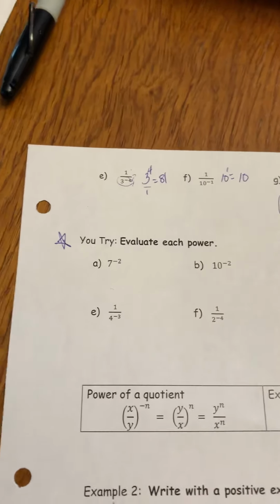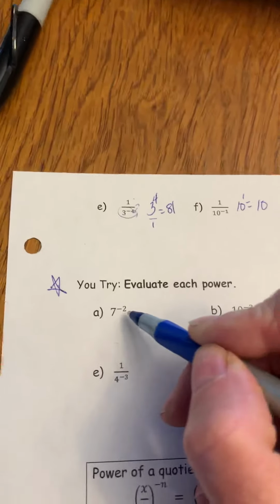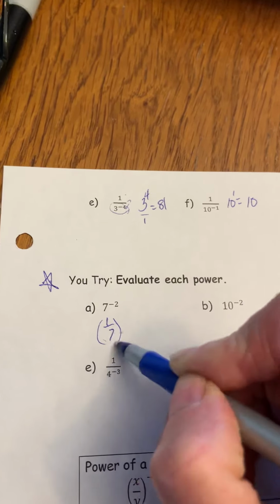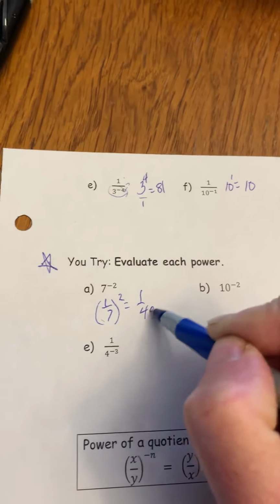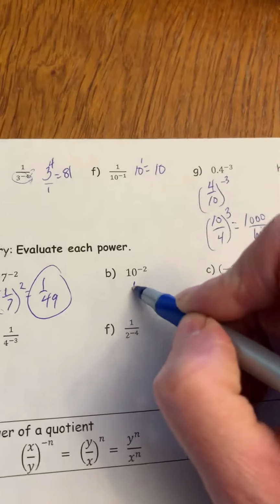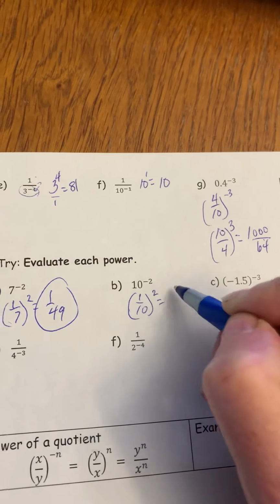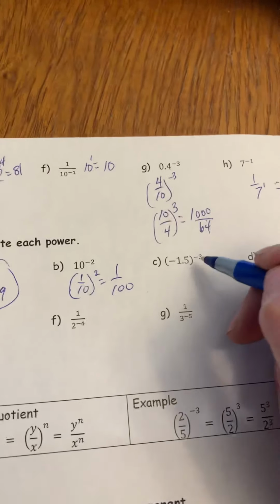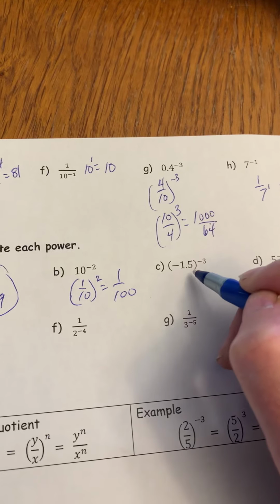Okay, here we're going to evaluate each power. So we're going to write the reciprocal, then we are going to square it, so we're going to get 1/49. Check your work. Write the reciprocal, we're going to square it, 1/100. Okay, now this one gets a little bit weird, okay?